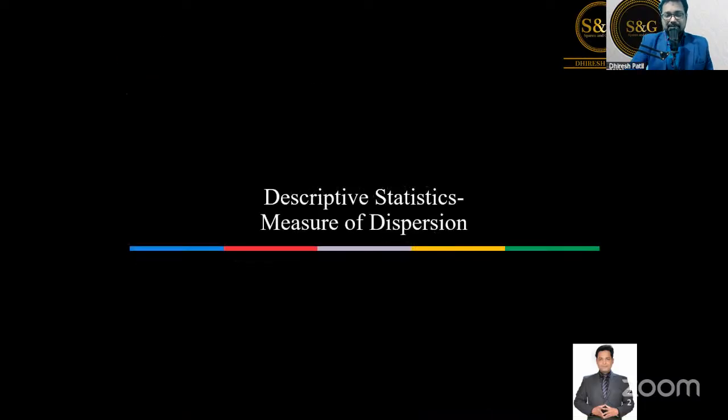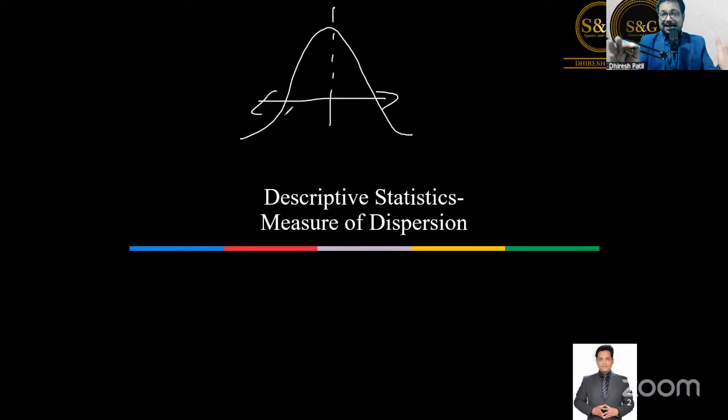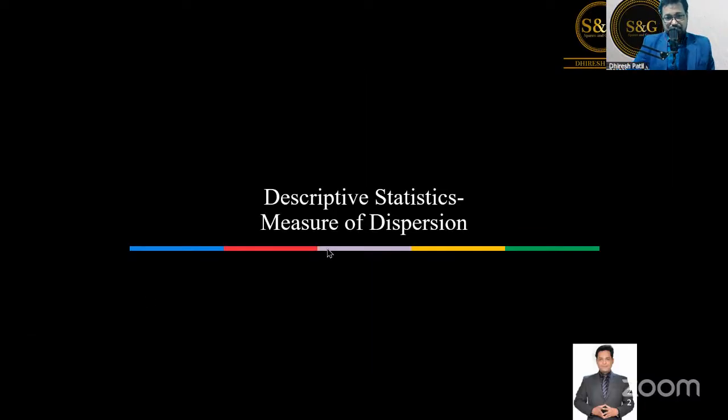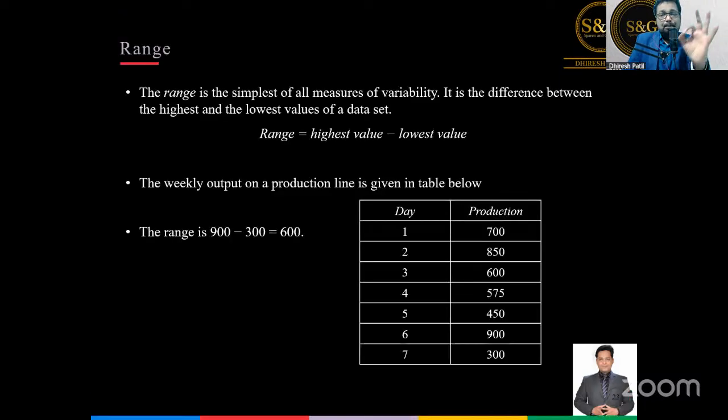Okay, you remember? First is the central tendency, which is mean, mode, median. Now we are talking about dispersion, how much the data is spread. And for that, we have 3 parameters: range, variance, and standard deviation. So let's come to the first parameter, which is called range, the simplest one, which is nothing but the highest value of the data set minus the lowest value of the data set.